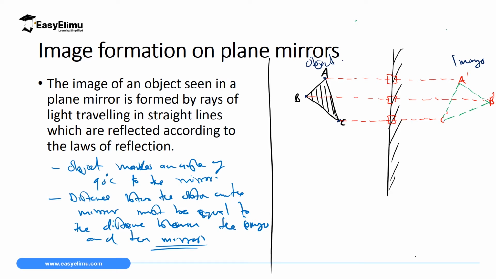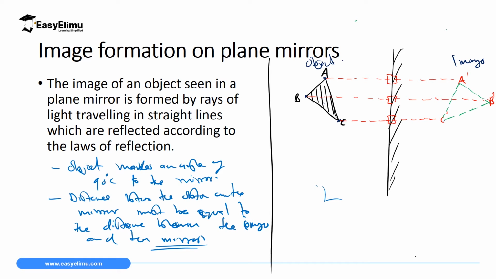And again, another important thing is that the two, the object and the image, have the same distance from the mirror. The distance of the object from the mirror is the same as the distance of the image from the mirror.